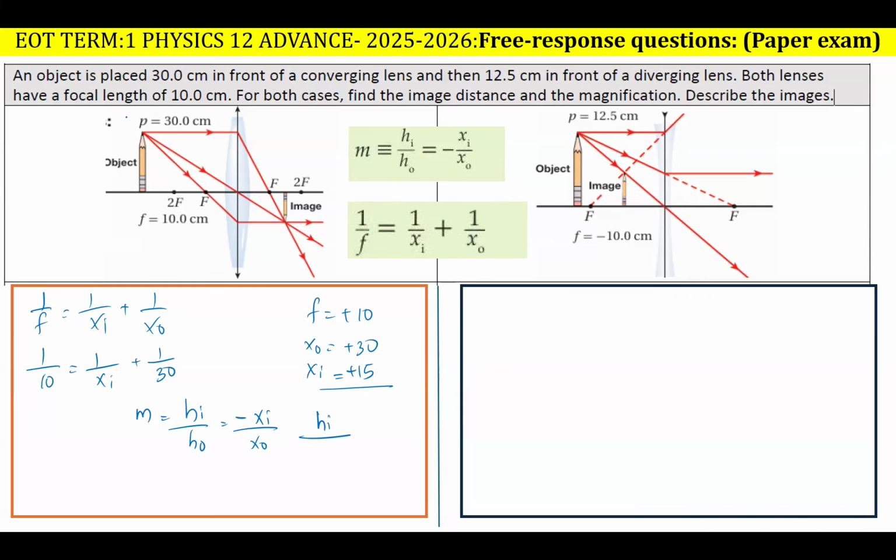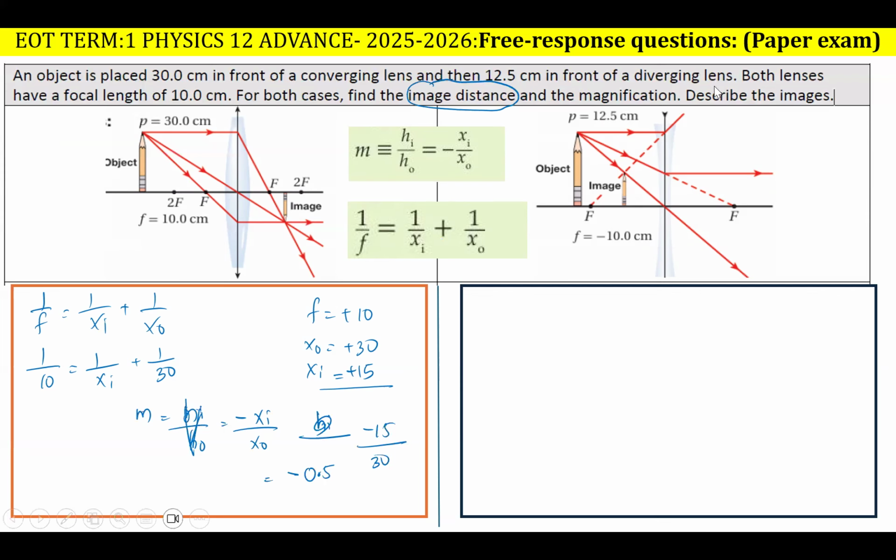Let me check what the question asks. An object 30 centimeter in front of a converging lens and 12.5 in front of a diverging lens; for both cases, the image distance. Okay, they are just asking us the image distance only. So we got the image distance, and the magnification we can find by using minus xi by xo. Minus xi is minus 15 divided by 30. So you get a value of m equal to minus 0.5.